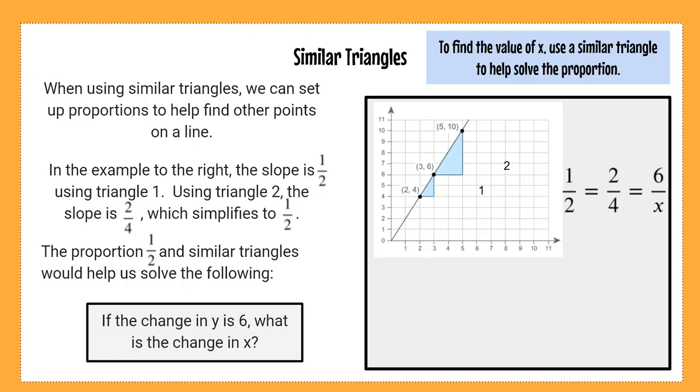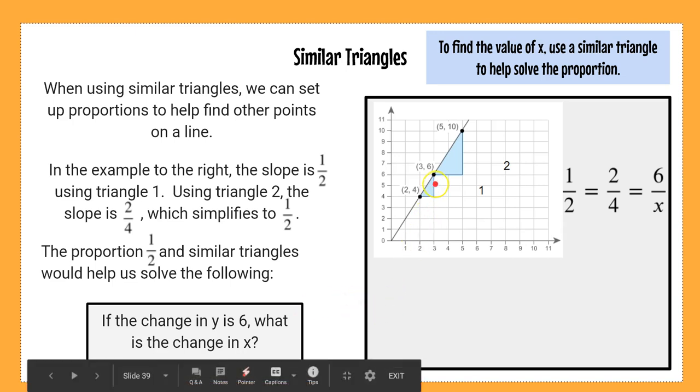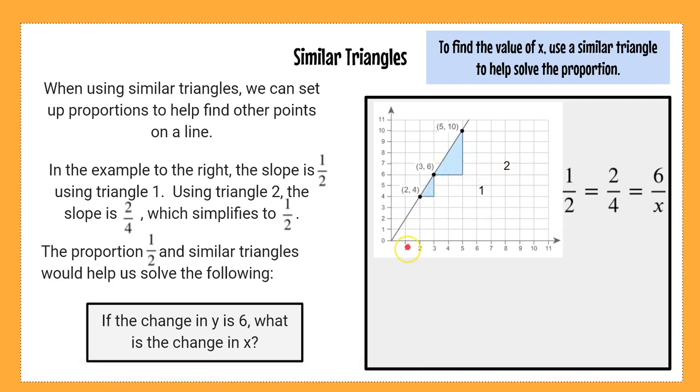When using similar triangles, we can set up proportions to help find other points on the line. So in the example to the right, the slope is 1/2 using triangle 1, and this is triangle 1 here, and the top one is triangle 2. Using triangle 2, the slope is 2/4, which simplifies to 1/2. So 1/2 equals 2/4. That's the proportion that we set up.